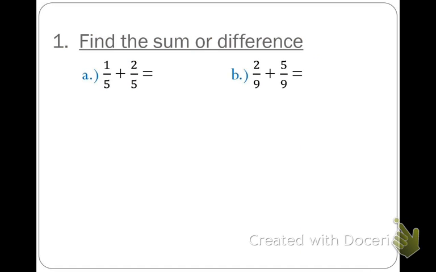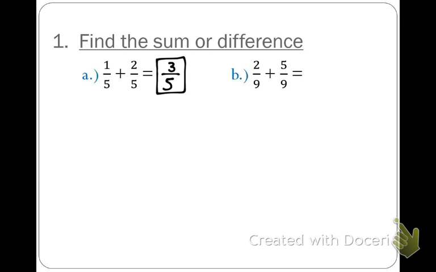Our first instructions today tell us to find the sum or the difference. Let's look at this. Problem A says 1/5 plus 2/5. Do I have the same common denominator? Yes, I do. What's the denominator? A 5. So your 5 is going to stay the same. So when I add 1/5 plus 2/5, what do I get? 3/5. Does that need to be reduced at all? No. So you just box it in.